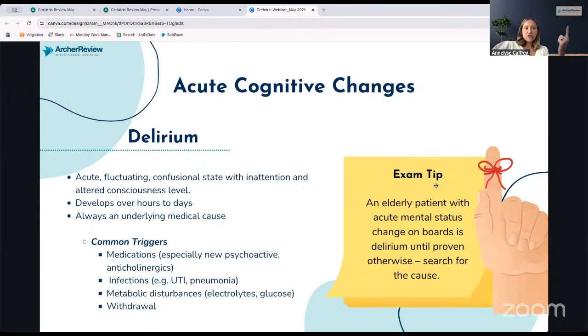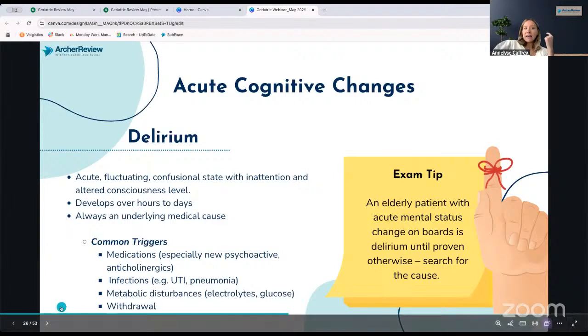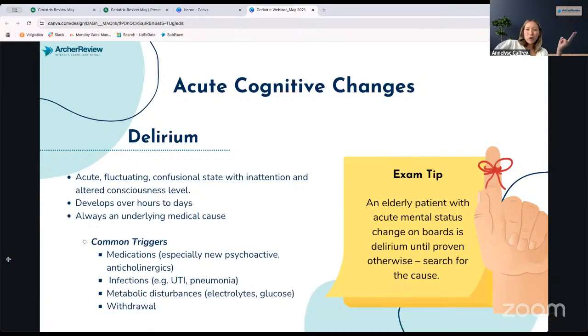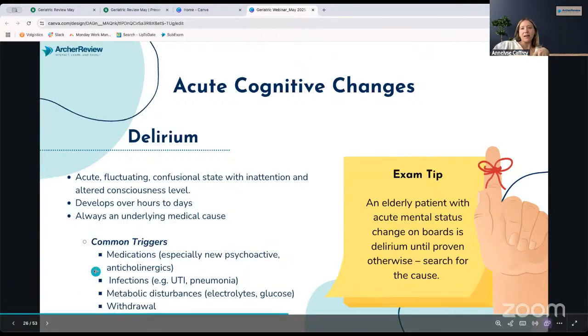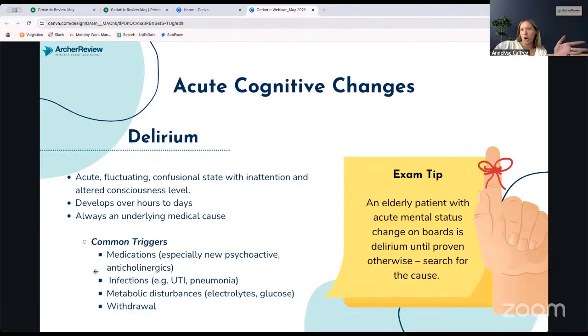Triggers: medications, super high. Infections, super high, especially UTIs, like was said. Pneumonia is another big one. Metabolic disturbances, remember we said their glucose in older adults bounces a lot more than it does in younger adults. And then electrolyte issues like low sodium, high sodium, things like that. Withdrawal from medications, that kind of goes up to medications again, especially benzodiazepines, can cause delirium.